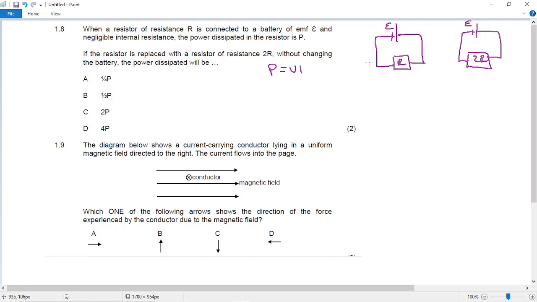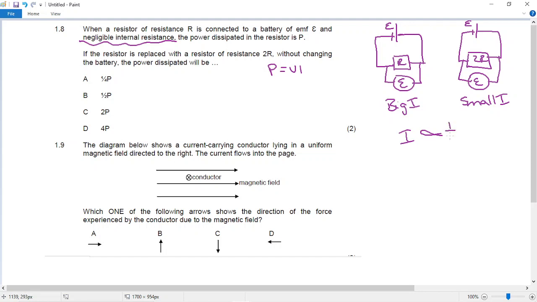If we have no internal resistance, the voltage on this one is going to be equal to the EMF, and the voltage on this one is going to be equal to the EMF. That's what it means when it says there is no internal resistance. So if the voltage is the same but the resistance has increased, this one will have a big current and this one will have a small current, because we know that current is inversely proportional to resistance. But how much will it be?